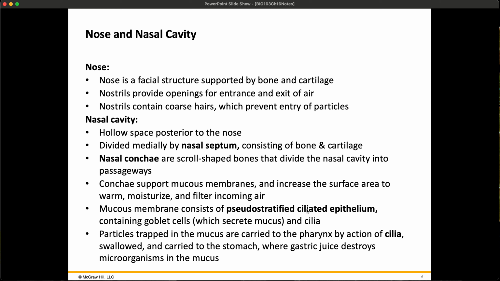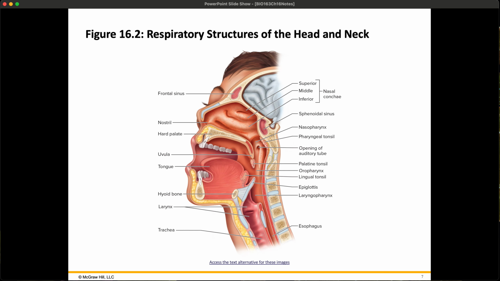Those mucus cells have ciliated epithelium, and so the goblet cells are there to secrete mucus, but the cilia are there to help trap and move along any particulate matter. A lot of times, if you're not sneezing them out, then if they get swallowed, they get carried down into the stomach, and the gastric juice can destroy any of those microorganisms that were trapped. Again, here you can just see the nasal cavity, those concha, that's these ridges that we're seeing.